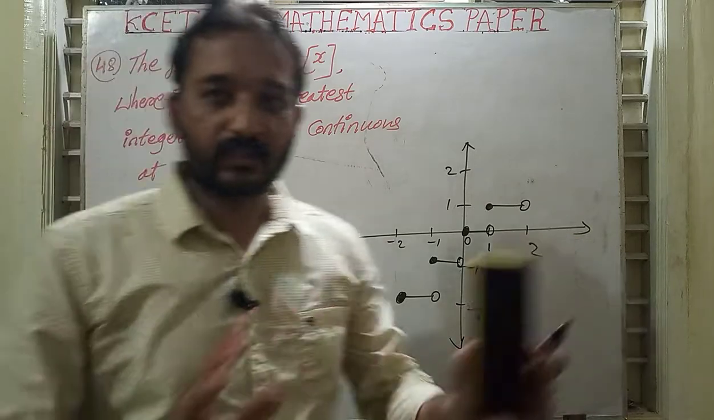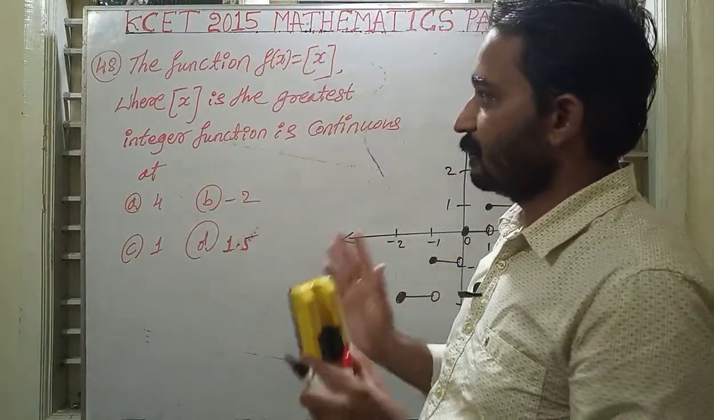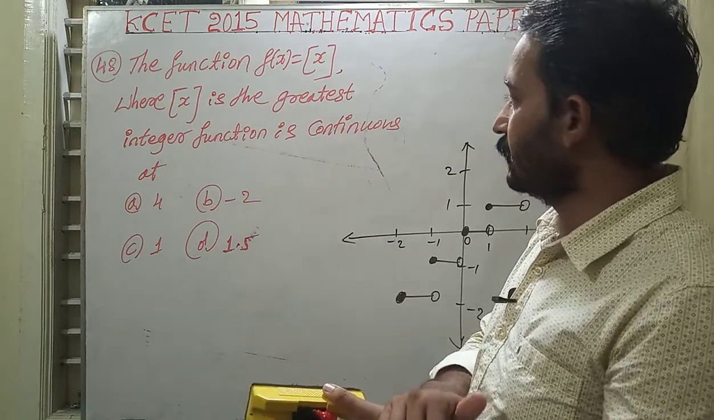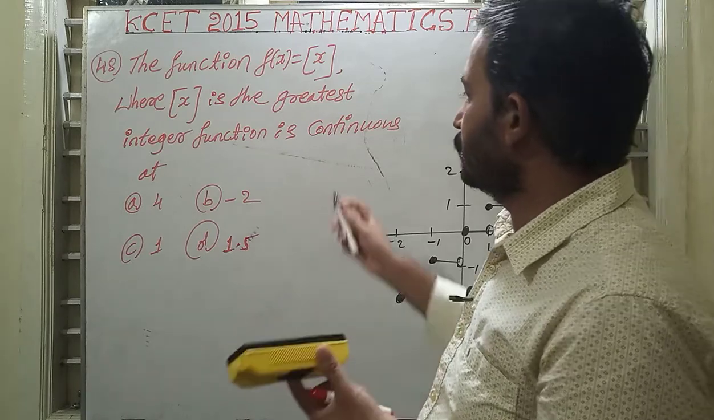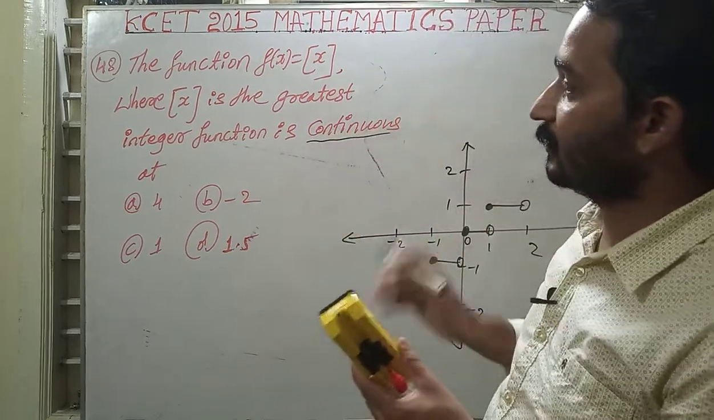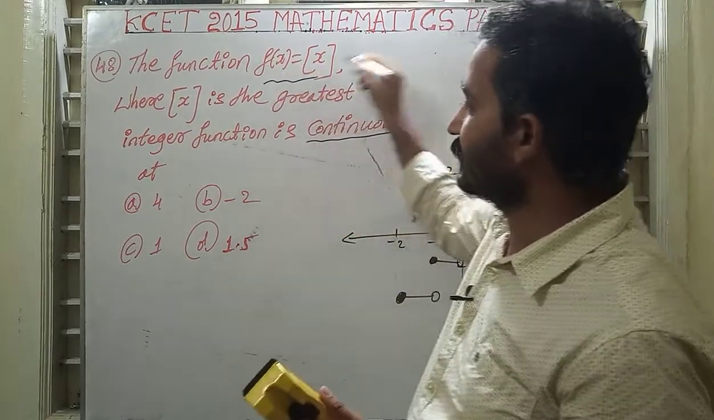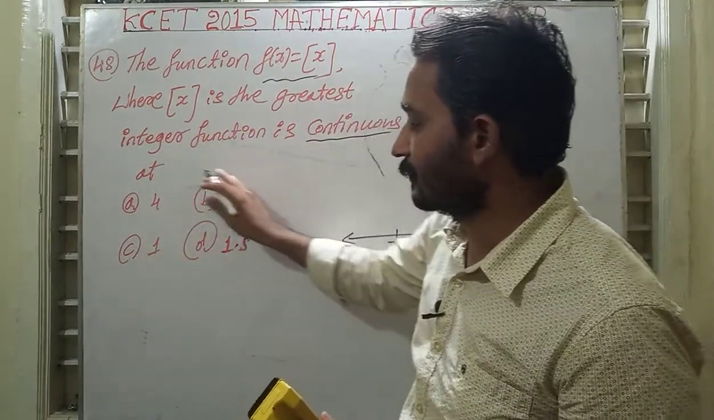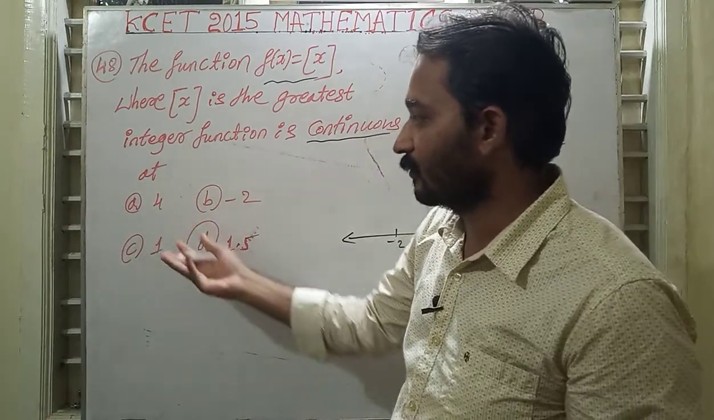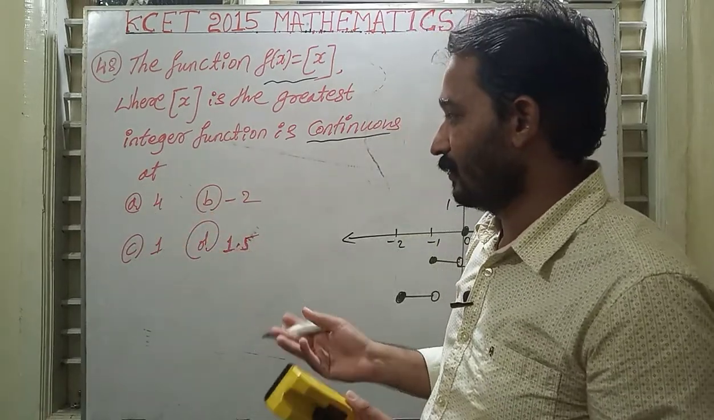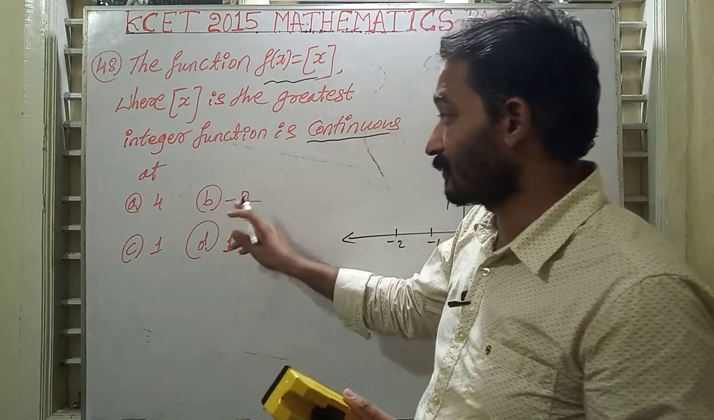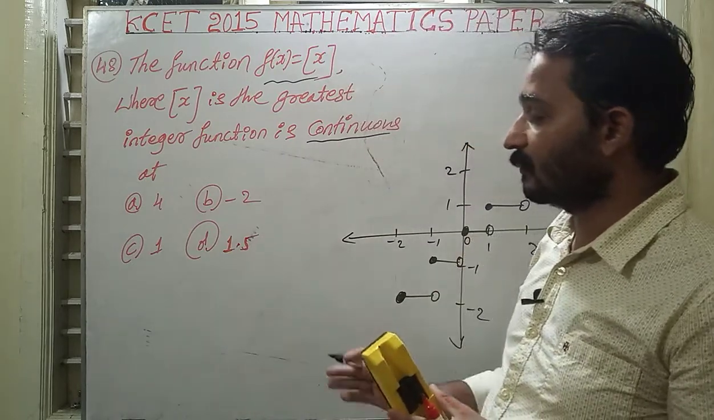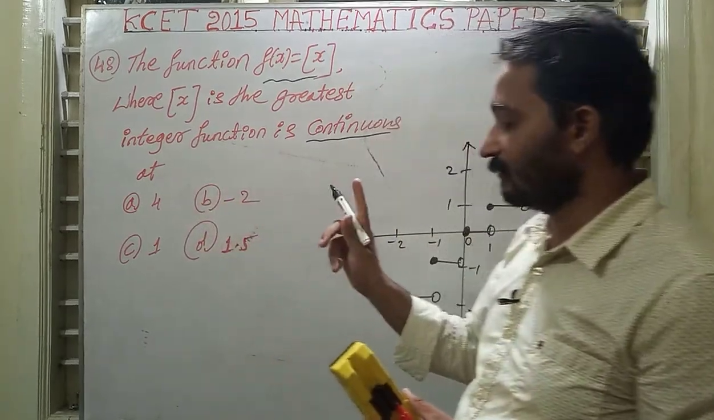So now let us move on to the next question, question number 48. This question is based on the chapter continuity and differentiation, particularly continuity. So this is the function. Now let us see the question. The function f of x is the greatest integer function. In this greatest integer function, at which point is it continuous? The options are continuous at 4, continuous at minus 2, continuous at 1, continuous at 1.5. Among these options, one option is correct.